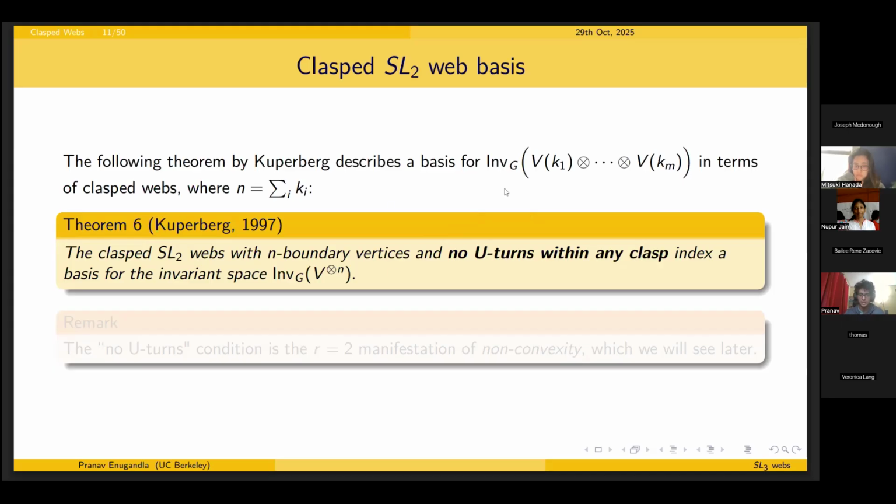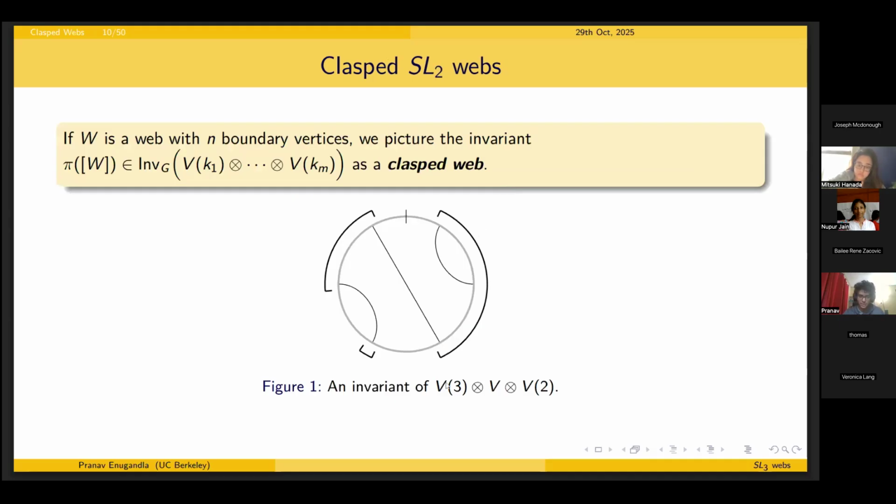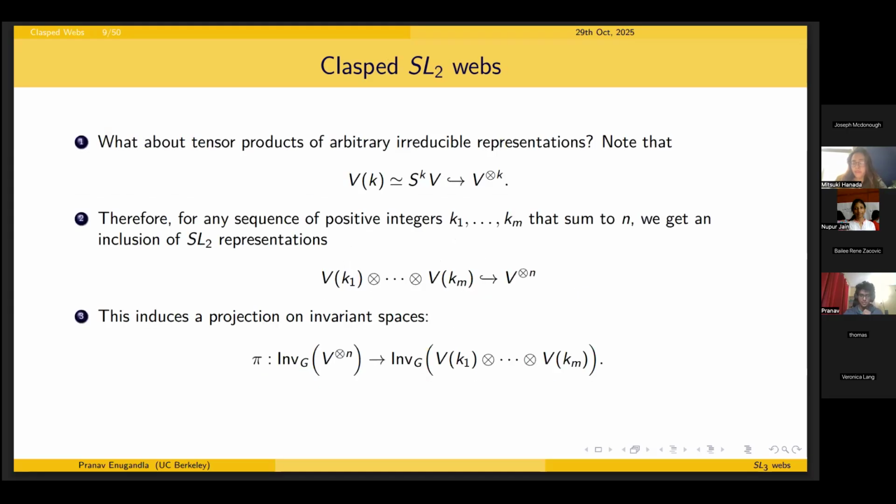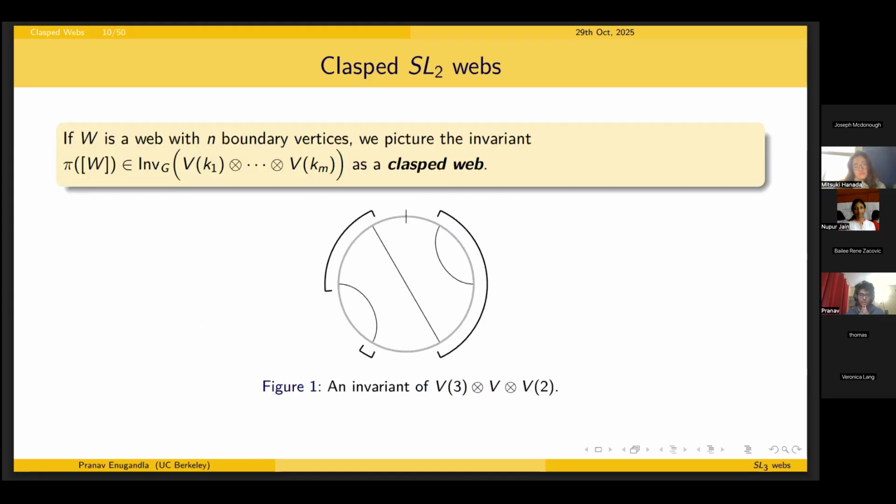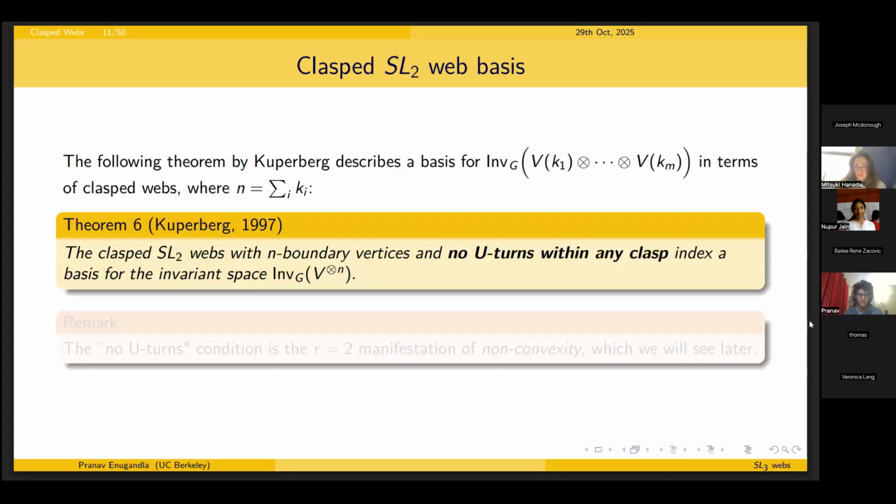So what do I mean by this? In this picture, if you look at this large clasp with 3 boundary vertices, there's 2 adjacent vertices that are just connected within the same clasp. This is what Kuperberg calls a U-turn. And anytime you have a U-turn, this is bad. So this projects to 0 under this projection map that I have, this projection map pi. So Kuperberg's theorem was if you just look at the subset of webs which don't have U-turns, then those form a basis for this invariant space.